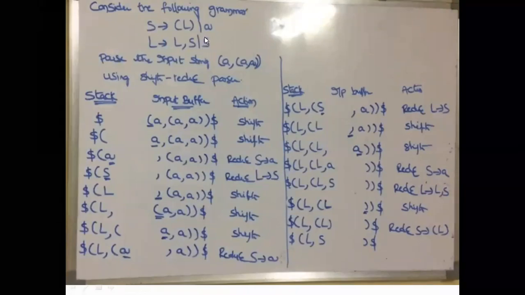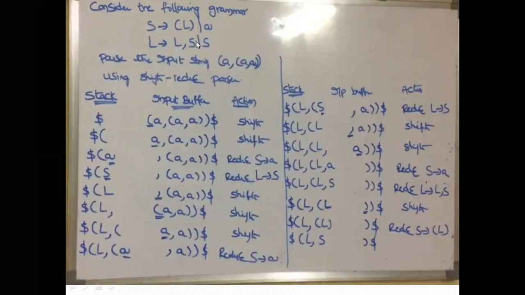Then this S is replaced with the left side non-terminal, that is capital L. So we are performing the reduce action. Sorry, we are considering L comma S. We are considering the substring as L comma S.